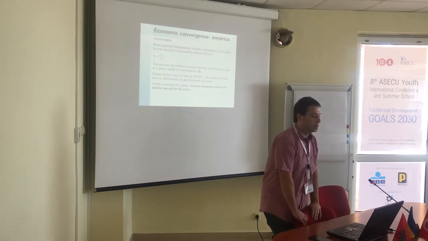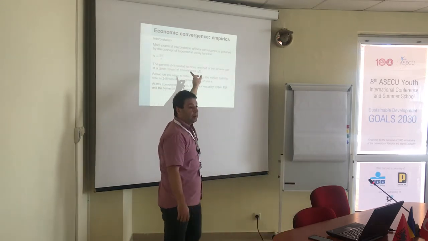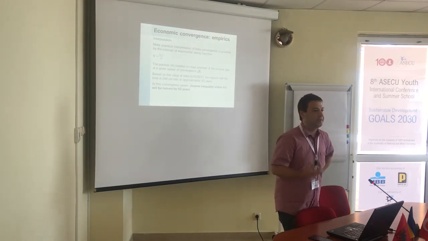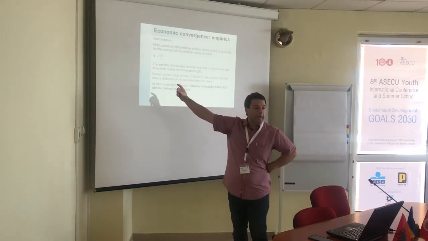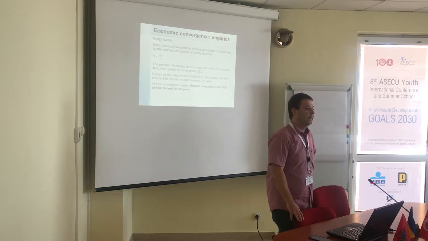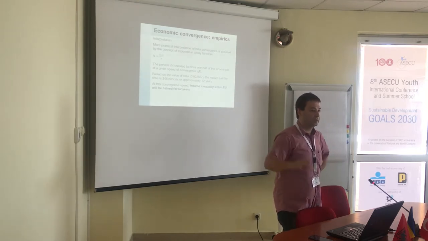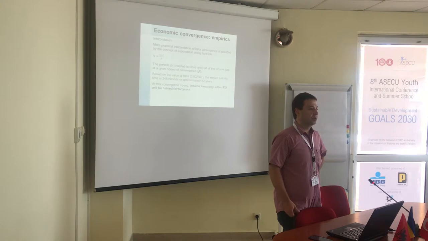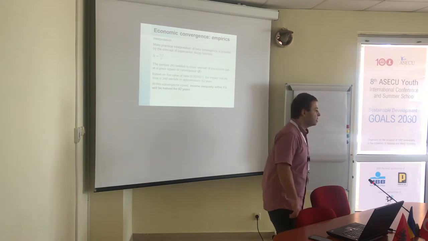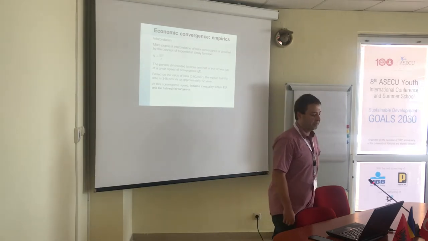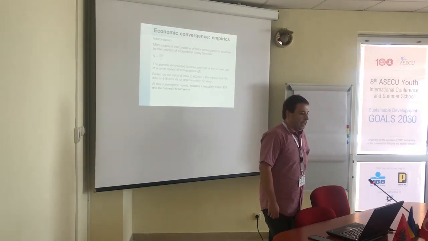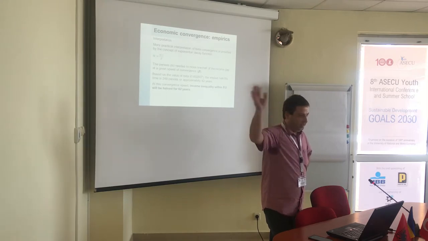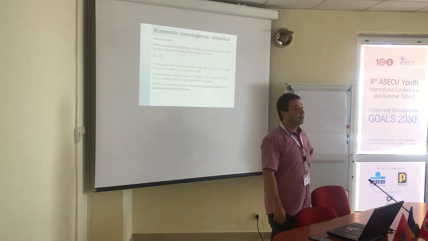This is the way that we measure this beta translated in time terms. This is actually the formula that is used to evaluate the half-life of radioactive elements. It's the same way we translate the convergence speed into time metrics. This means that with this speed of convergence, the difference between the richest country in Europe, Luxembourg, and the poorest, Bulgaria, will be reduced in half in 62 years.